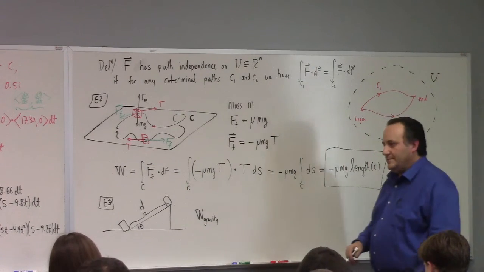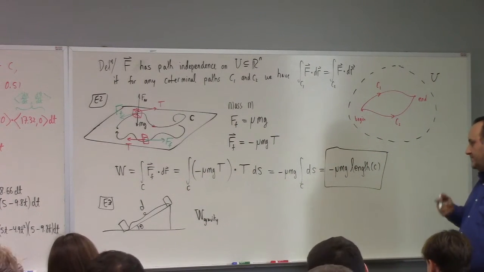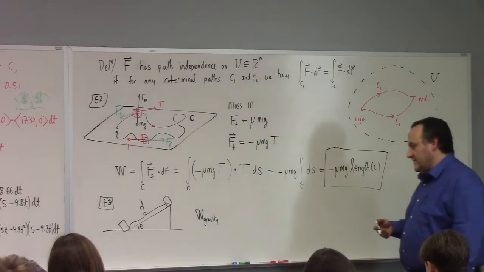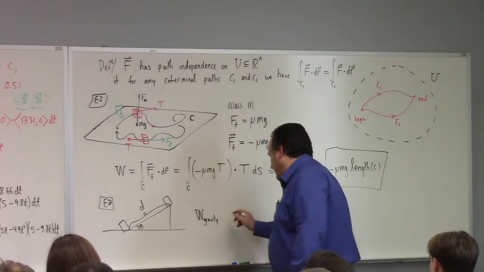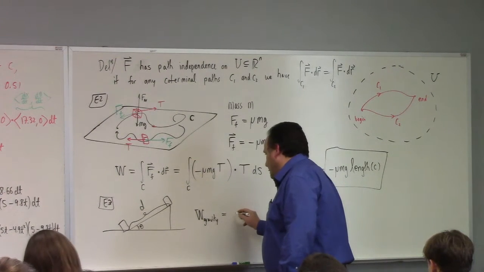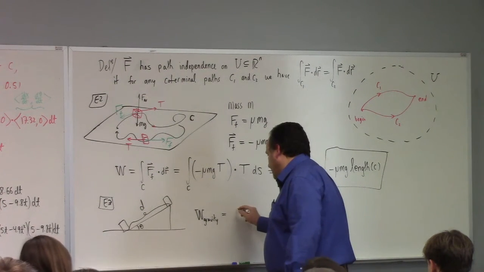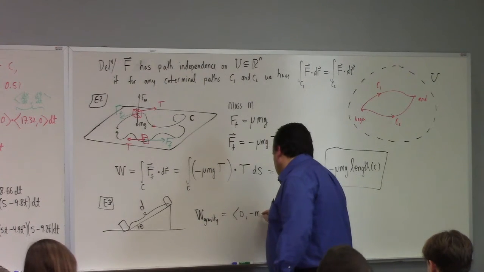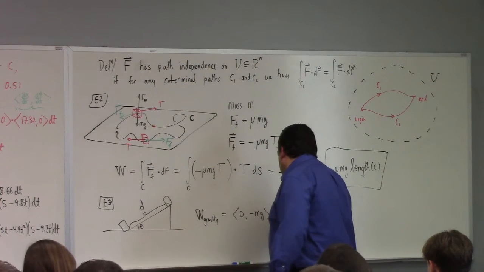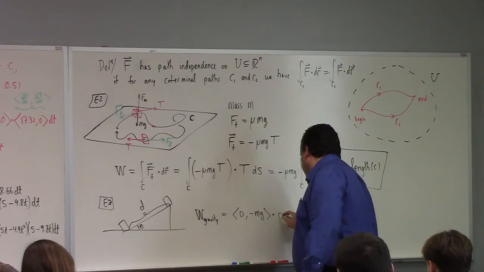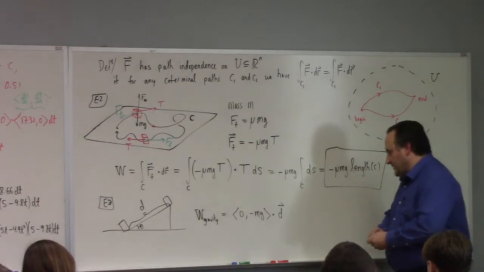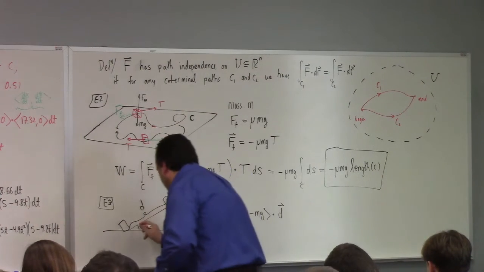Okay. In this case, we can fall back on the simpler formula that I shared with you guys last class, which is the work done by gravity. It's the force of gravity, which is 0, minus mg, dotted with the displacement vector. So I'm just pointing the displacement vector. It would be like this.